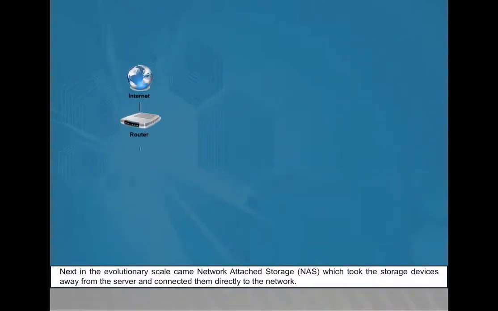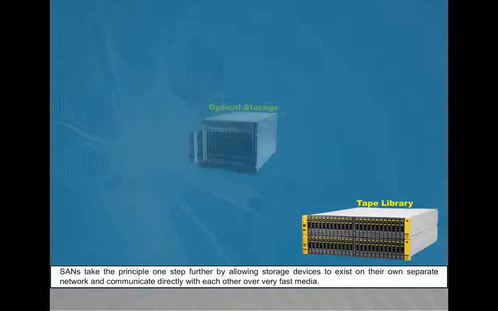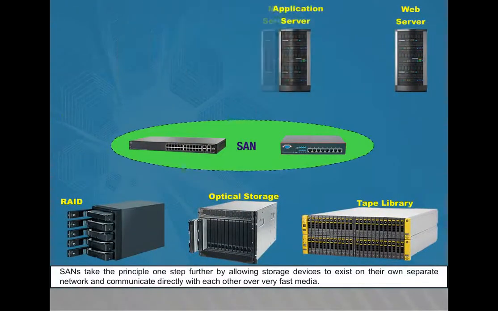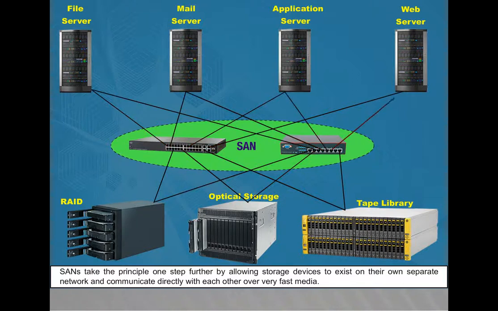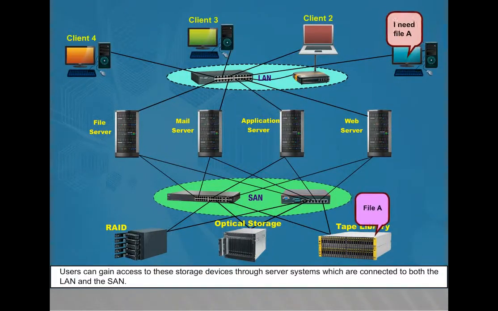Next in the evolutionary scale came Network Attached Storage (NAS), which took the storage devices away from the server and connected them directly to the network. SANs take the principle one step further by allowing storage devices to exist on their own separate network and communicate directly with each other over very fast media. Users can gain access to these storage devices through server systems which are connected to both the LAN and the SAN.